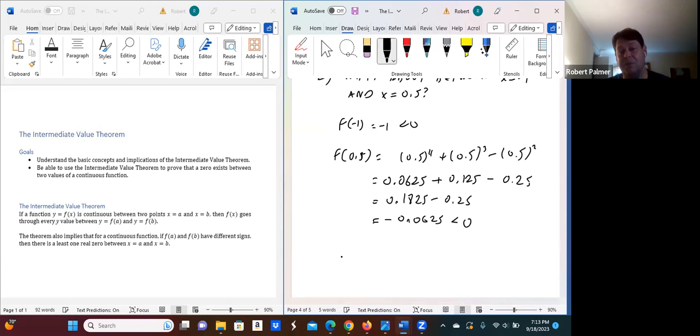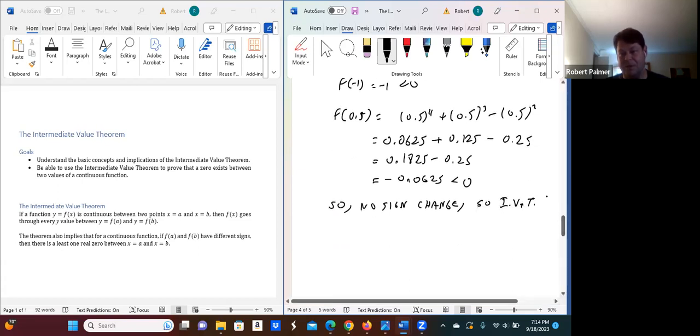Okay, so no sign change. So I'll just call it the IVT for intermediate value theorem. It doesn't tell us anything. This is one of the cases where the intermediate value theorem doesn't actually tell us anything.